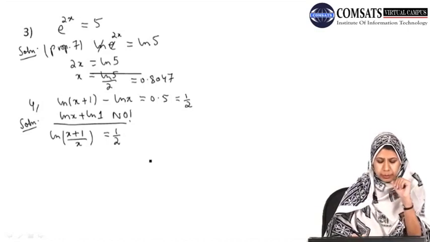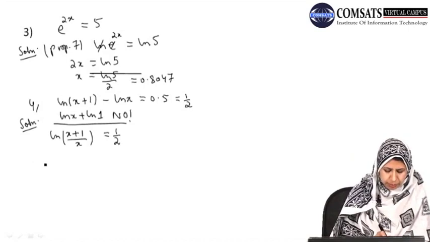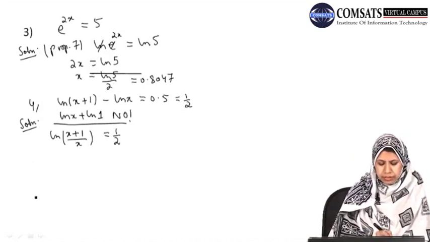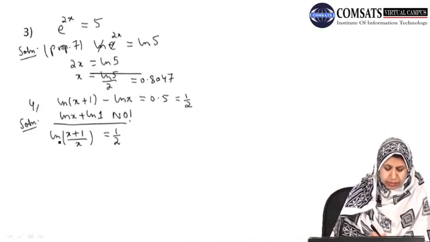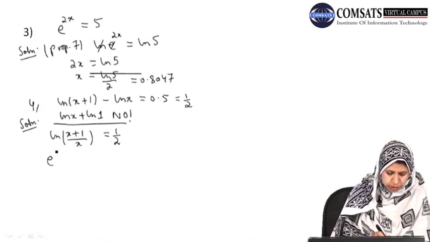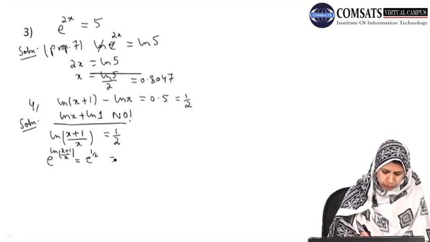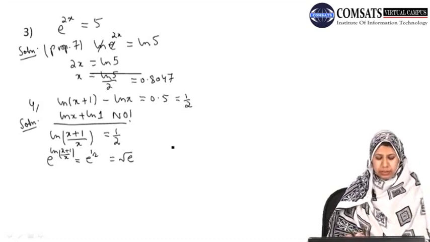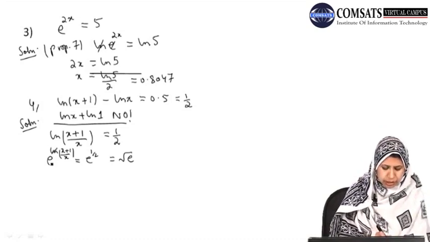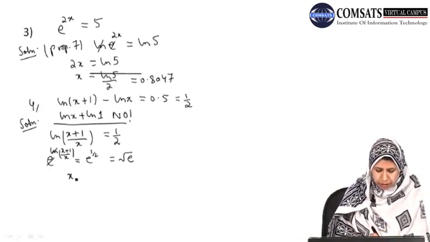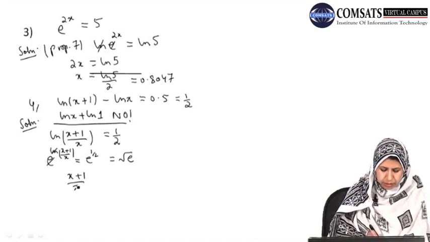and by using our property 6 again, that is raising it to the same base, which is e here, that is, e to the power natural log of x plus 1 divided by x is equal to e to the power 1 by 2, which is equal to under root e. Exponential cancels out with log, and we are left with x plus 1 over x is equal to under root e.